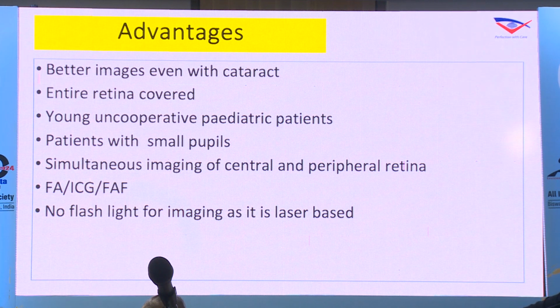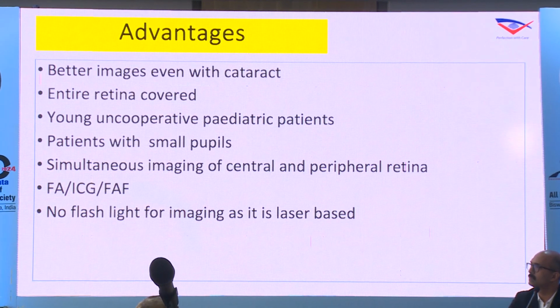It helps us in young, uncooperative pediatric patients, and patients with small pupil. There is simultaneous imaging of the central and the peripheral retina. As mentioned earlier, we can do an FA and simultaneous FA ICG, fundus autofluorescence with both green and blue autofluorescence. And we can also take IR images where there's no flashlight.